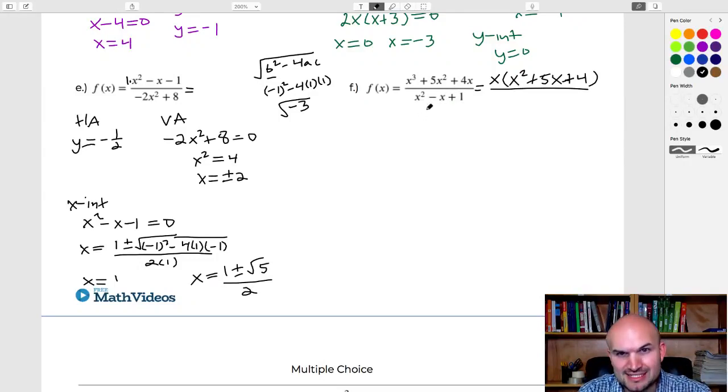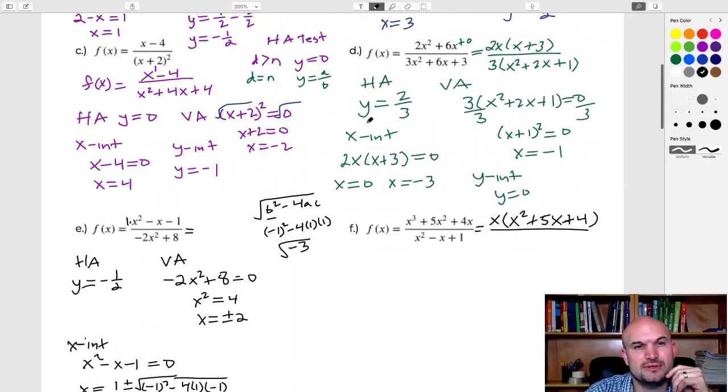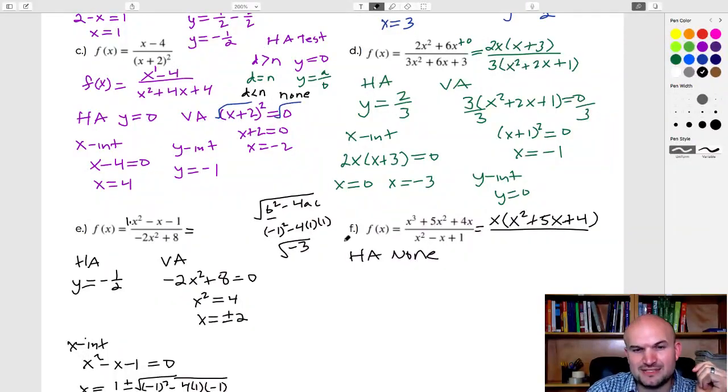So once I recognize that, I'm saying, hey, you know what? Let's just go and check that out. One thing I notice here is that via the horizontal asymptote test, the degree in my denominator is less than the degree in my numerator. So the horizontal asymptote test says there are no horizontal asymptotes. So horizontal asymptotes, none.